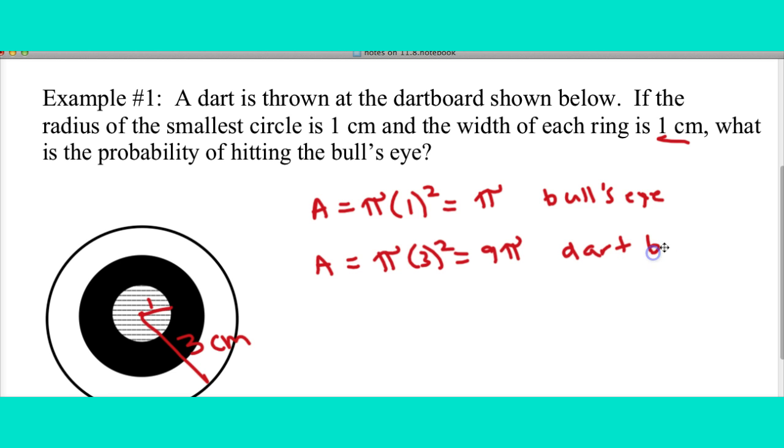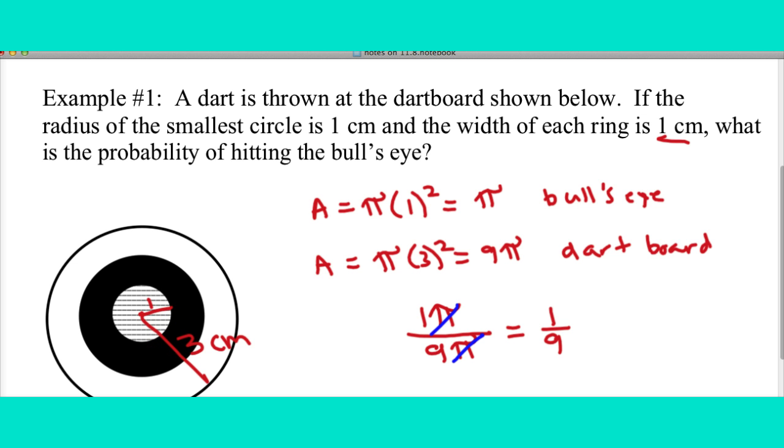So then we need to actually calculate the probability of the dart landing in the bullseye. And to do that, we take our area of interest, which is the area of the bullseye, and divide it by the total area. The total area of the dartboard being 9 pi. So notice here, the pi's would cancel, and we'd be left with just 1 in the numerator. So our final answer for this is 1/9. In other words, the area of this circle is 1/9 the area of the entire dartboard.